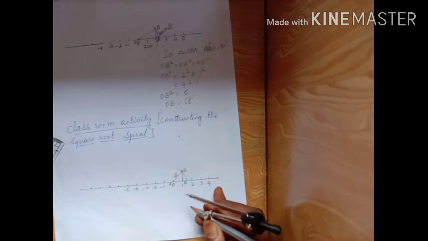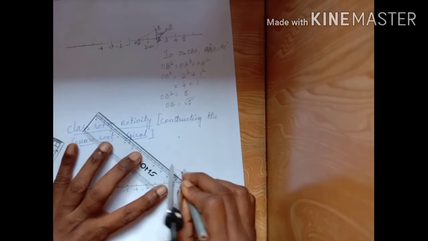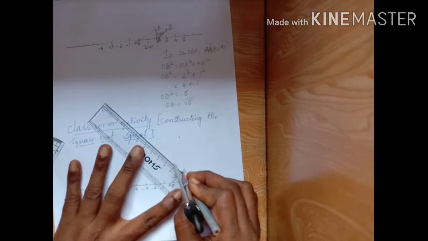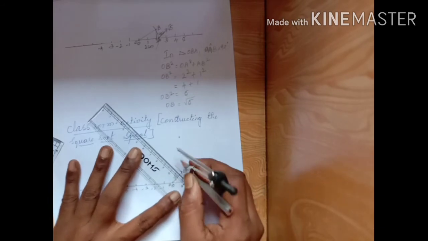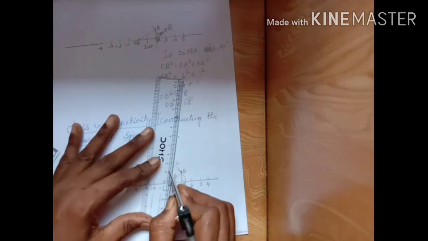Now next, with B as center, from B we have to draw 1 centimeter. Children, this is how much? 1 centimeter. I am drawing 1 centimeter here. I am calling that C, and I am joining OC.